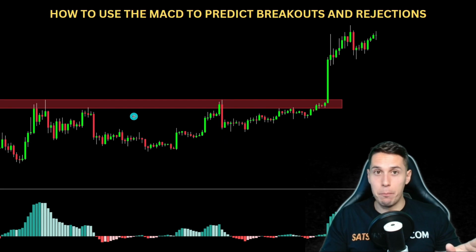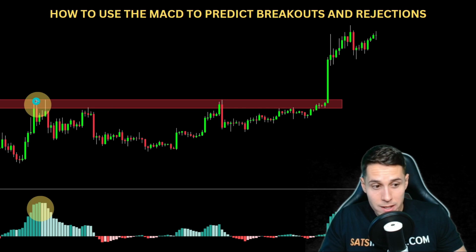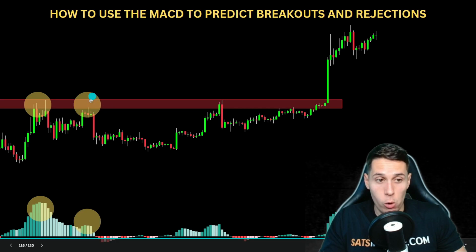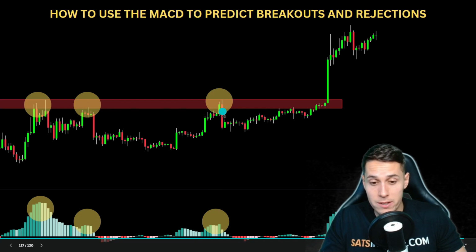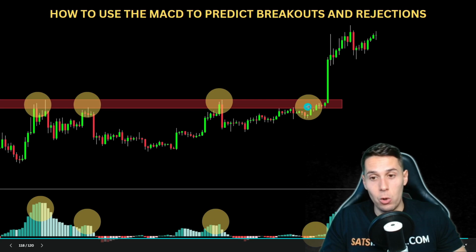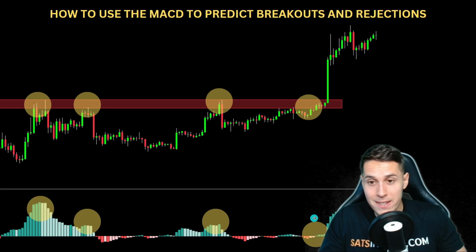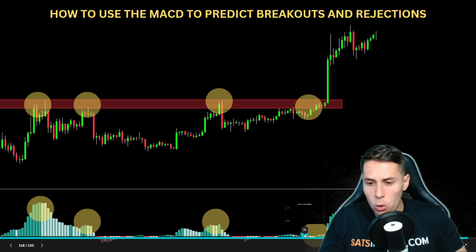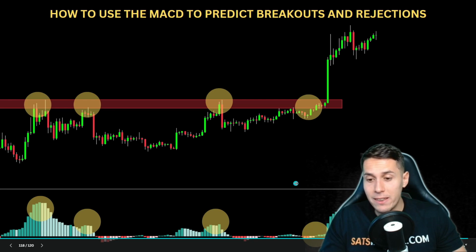Here's another example. Let's run through it. Price going into the resistance, the momentum is extremely high, so what's gonna happen? Rejection. Price going into the resistance, the momentum is still high, what's gonna happen? Rejection. Price goes into the resistance, strong momentum, rejection. Look at these guys. Price goes into the resistance, the momentum is very slow. It's negative at the beginning, then it turns positive.